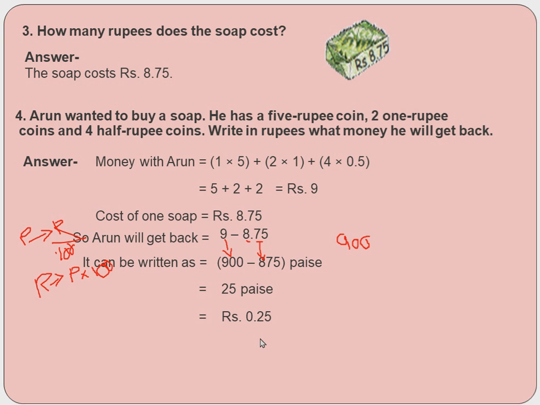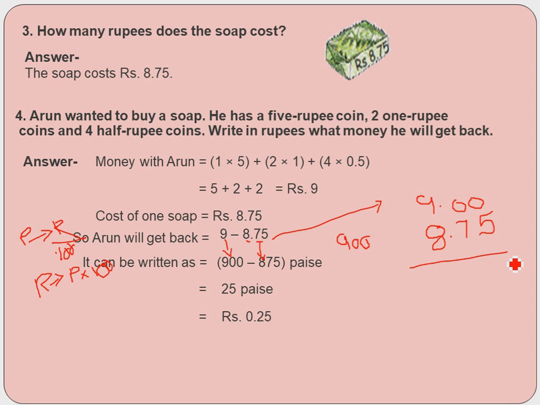So 25 by 100 means 0.25. Okay children, understood how we did this? Otherwise, if you are doing directly like this also you can do, but rupees you keep separately, paisas you keep separately. 9 rupees, that is 9.00. Next, the decimal point should be exactly there, 8.75.